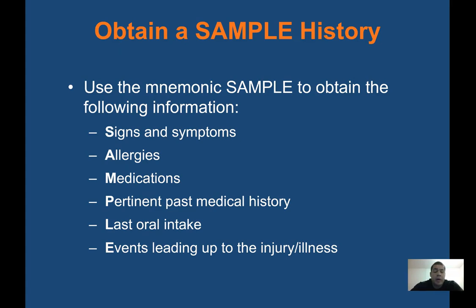And then pertinent past medical history. What kind of medical problems do you have? Are you diabetic? Have you had a stroke before? Do you have diabetes, high blood pressure, anything like that? And then last time you ate or drank anything. So this is always important to ask as well, because if the patient needs surgery, the surgeon is going to want to know when's the last time they ate or drank anything.